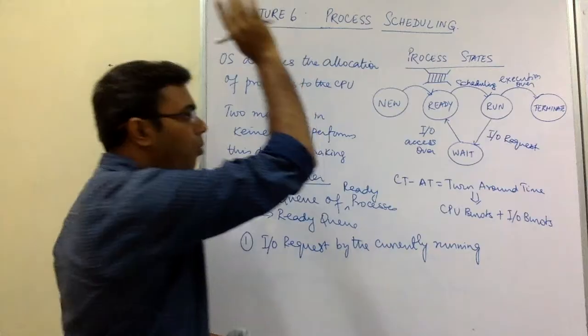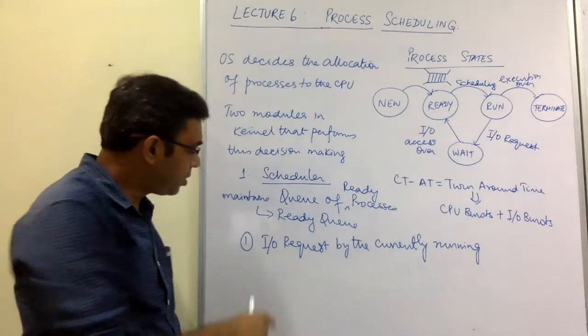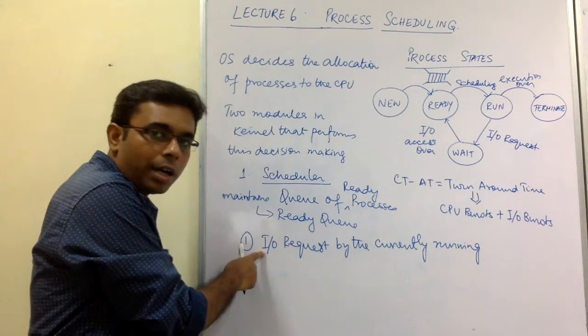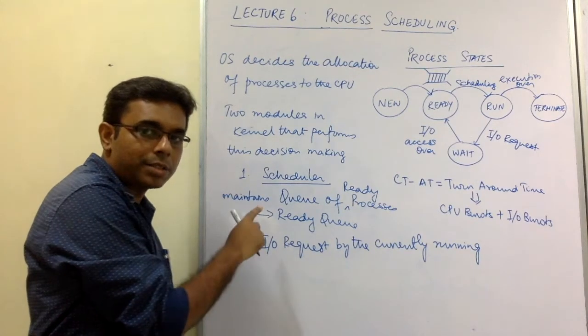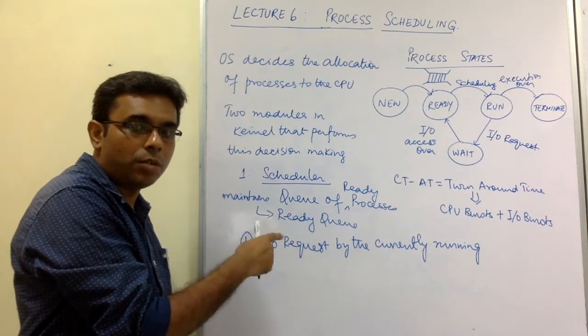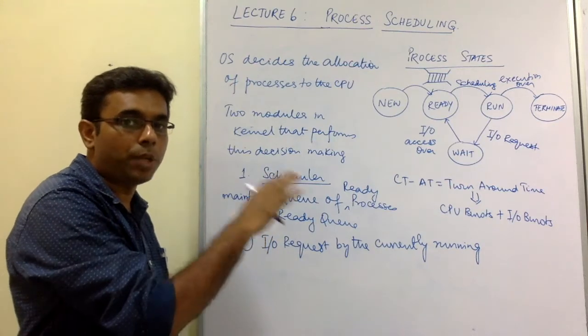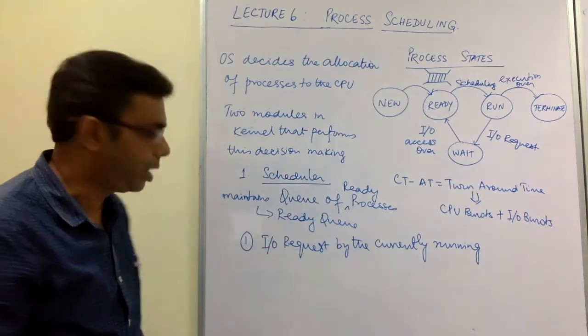The scheduler will pick one of them. So this is the situation when a currently running process moves into the wait state because of an IO request, and if there are processes in the ready queue, the scheduler will take a decision to pick one of them and put it into the running state.